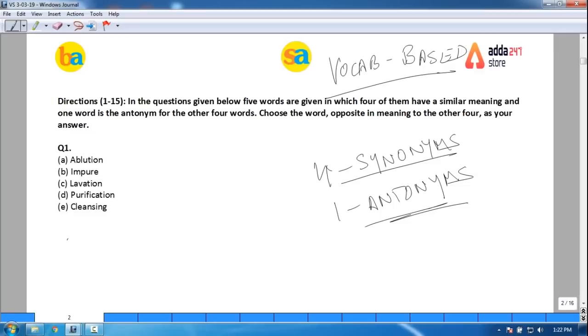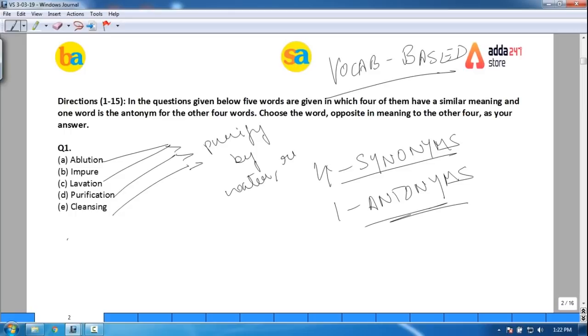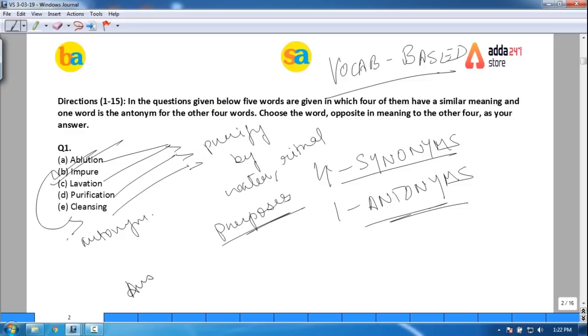एब्लूशन, इम्प्योर, लावेशन, प्योरिफिकेशन, क्लेंजिंग. एब्लूशन, यहां हम देखें एब्लूशन, लावेशन, प्योरिफिकेशन, क्लेंजिंग का सेम मीनिंग आता है. सबका मीनिंग होता है प्योरिफाई करना बाय वाटर, प्योरिफाई बाय वाटर स्पेशली फॉर एनी रिचुअल पर्पसेस. एंड इम्प्योर का मतलब एंटोनिम है इन सबका. तो आंसर हमारा है यहाँ पर बी.